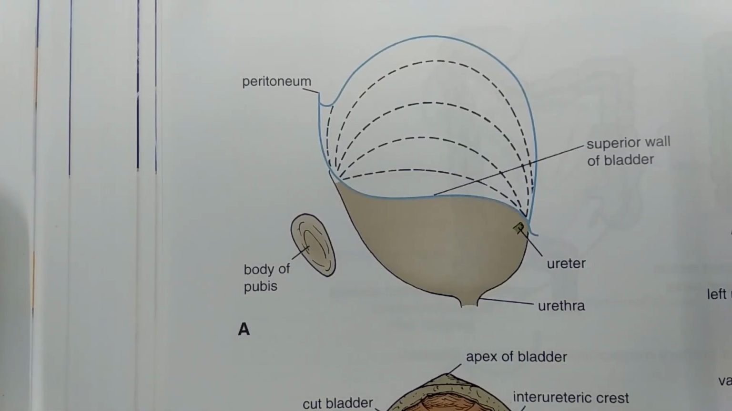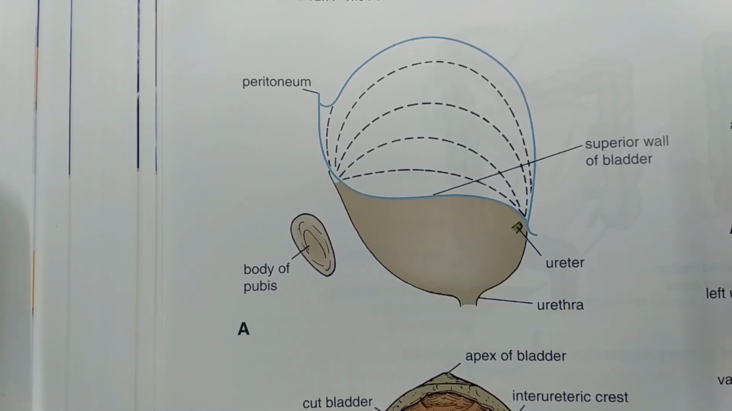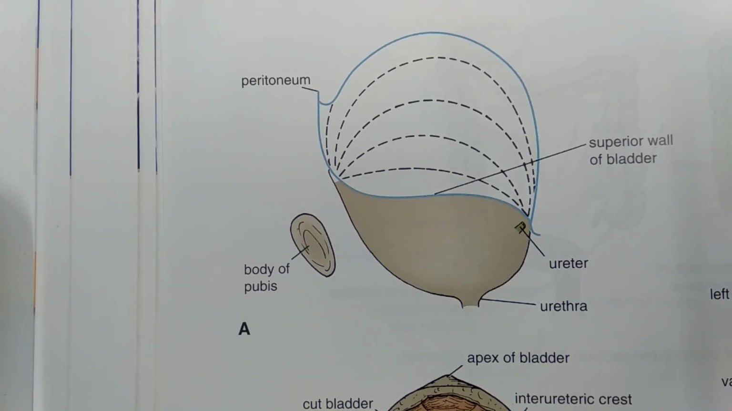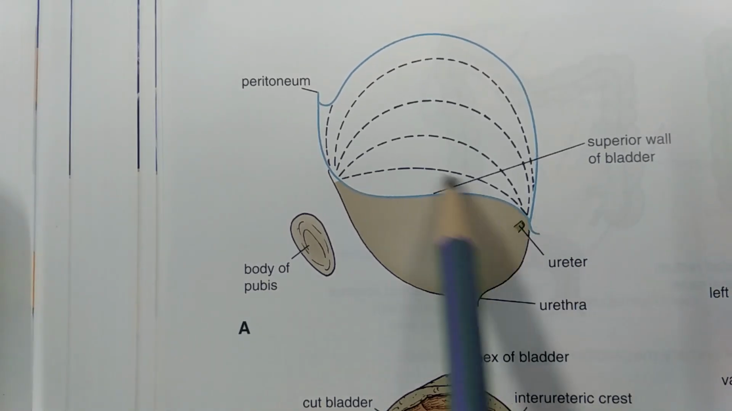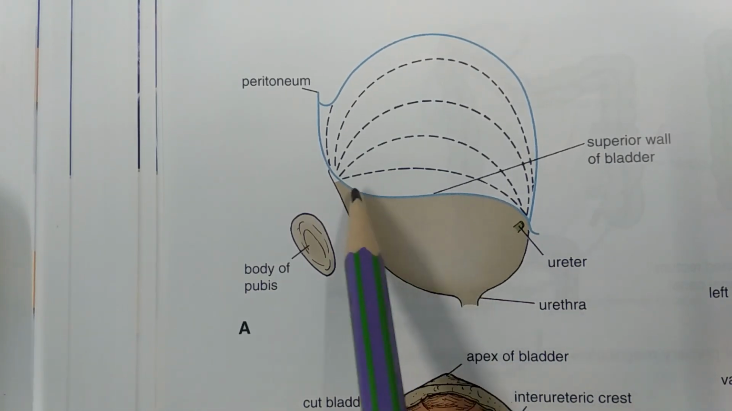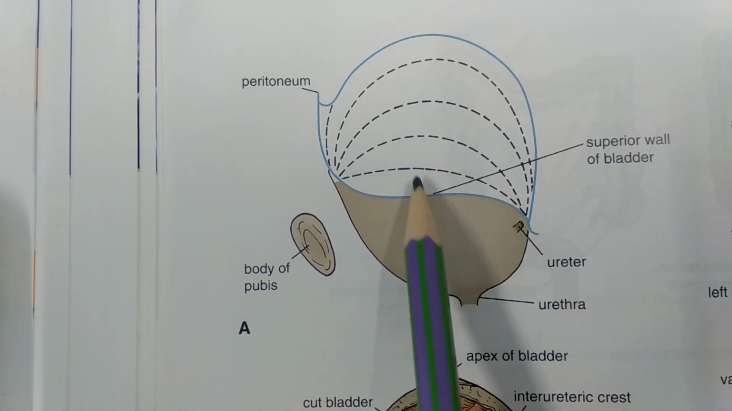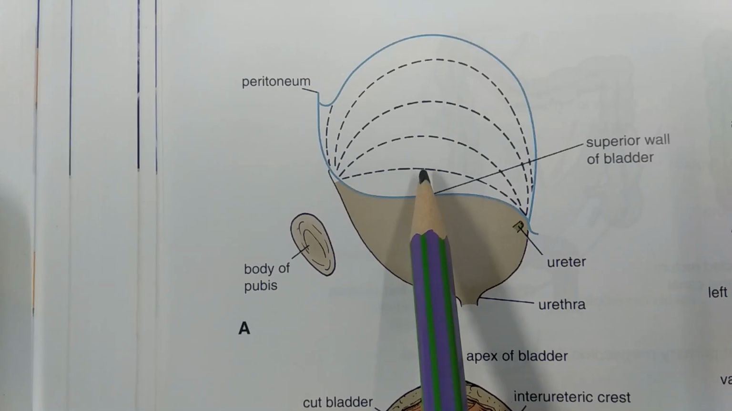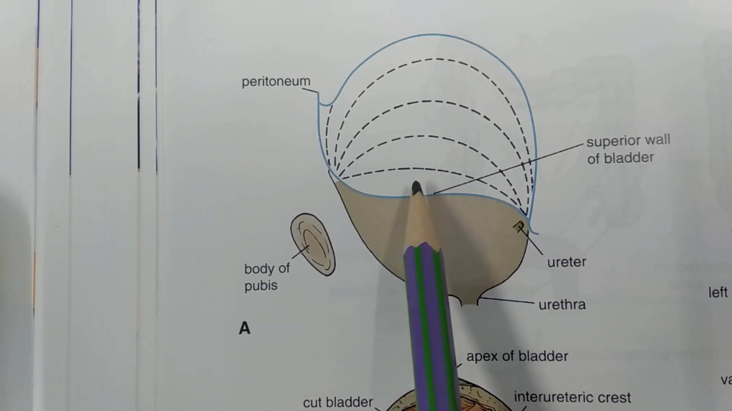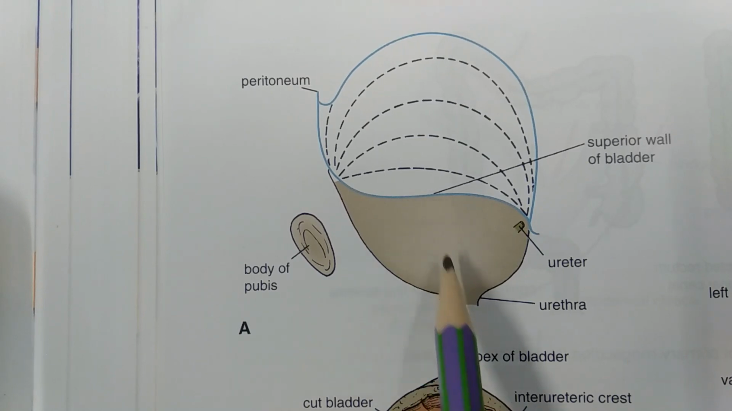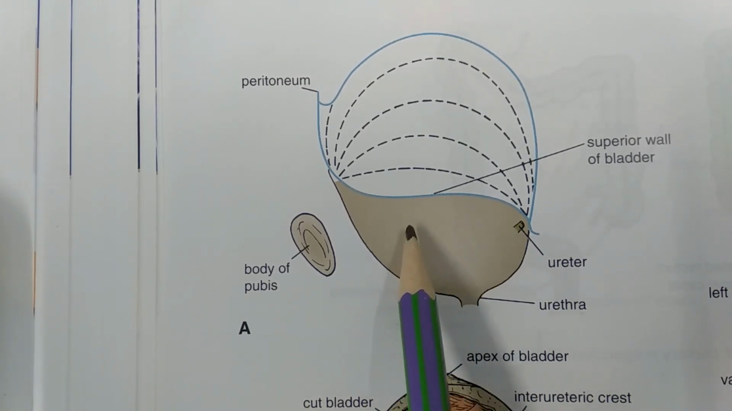As this bladder has a strong muscular wall, its shape and relations vary according to the amount of urine that it contains. As you can see in this picture, the empty bladder in adults lies entirely within the pelvis. As the bladder fills, its superior wall rises up into the hypogastric region. In young children, the empty bladder projects just above the pelvic inlet.